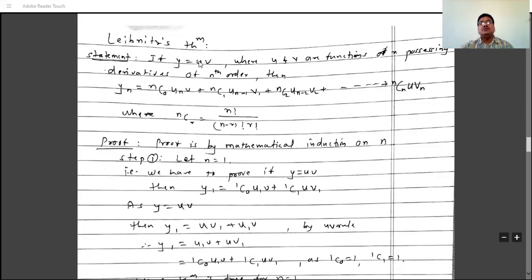If y is u into v, that is, y is the multiplication of two functions, and I have to find the nth order derivative of that function, then use the Leibniz theorem. What is the application of the Leibniz theorem? It is used to find the nth order derivative of u into v, the multiplication of two functions. We'll see the proof of this theorem in the next lecture.